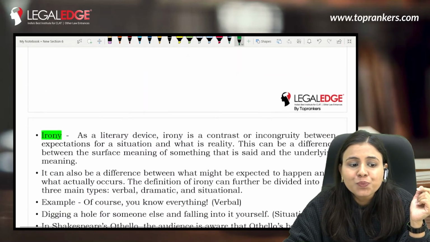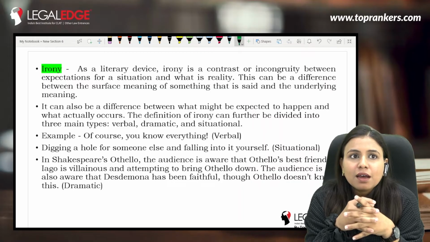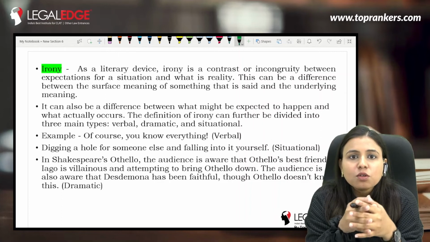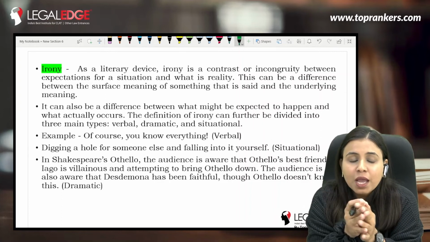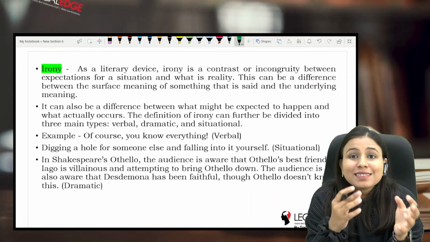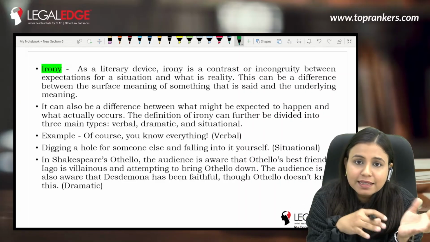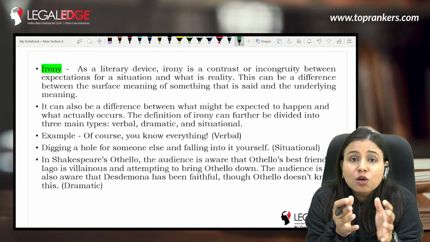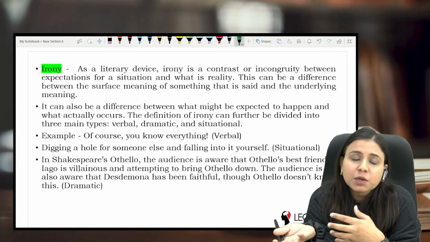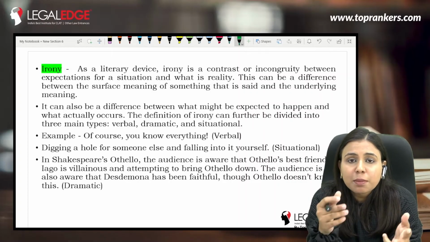Next, we move on to irony. Now, irony is a very important figure of speech and a rather large figure of speech, you can say, because it has several types. Okay, we cannot focus on all the types, but we can understand a few over here. Now, irony is basically contrast between reality and what is expected. Okay, it is incongruity between the two things, the reality and the expectation of yours. Okay, it can also be a difference to show what might be expected to happen but what actually happens. Okay, now there are three types of ironies: verbal, dramatic, and situational.